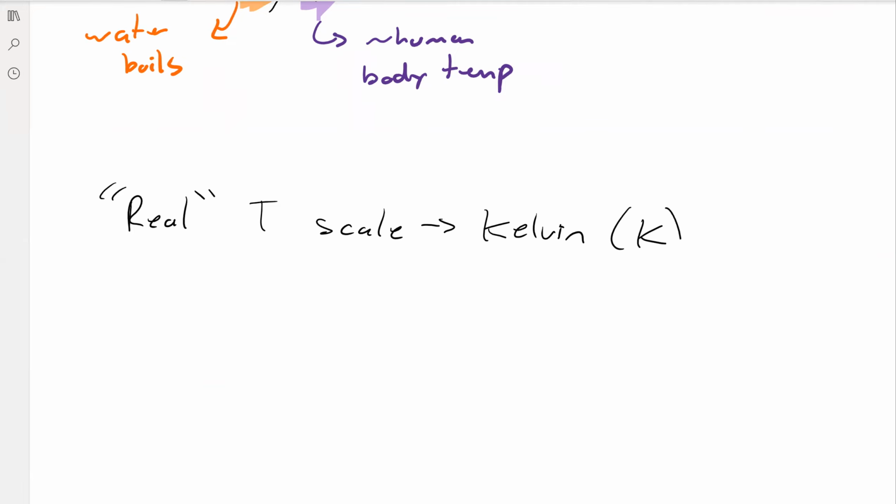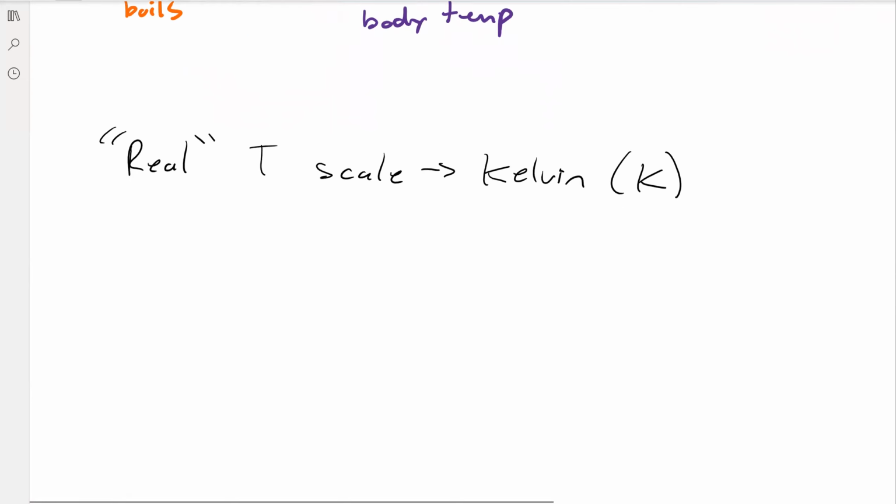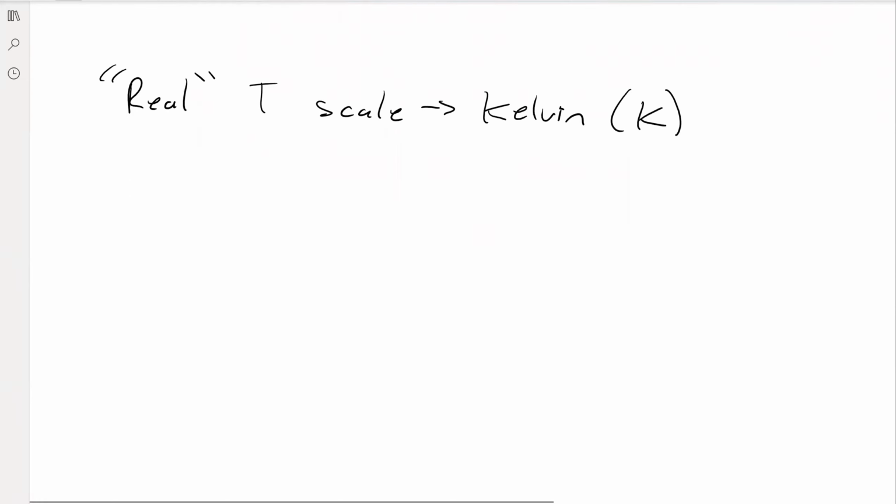And it gets the symbol K. And the cool thing about the Kelvin scale is that you don't have to include that little degrees symbol. So if you're ever typing anything out, it's easier to convert it to Kelvin. That way you don't have to find that little degrees symbol in Word or whatever program that you're using. And 0 Kelvin means real 0. There's 0 thermal energy.